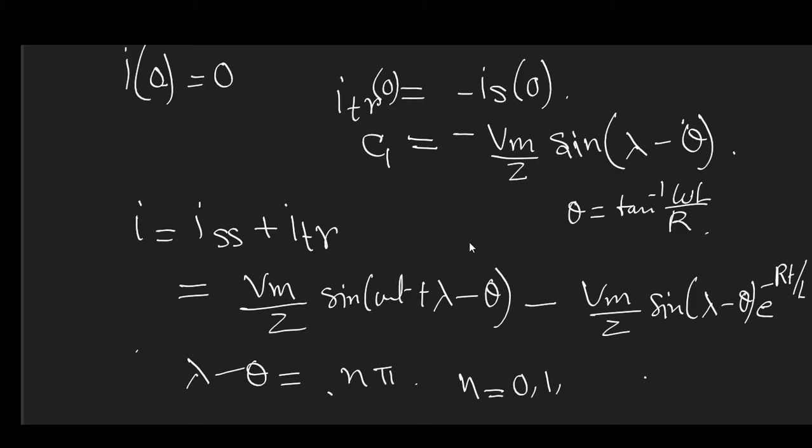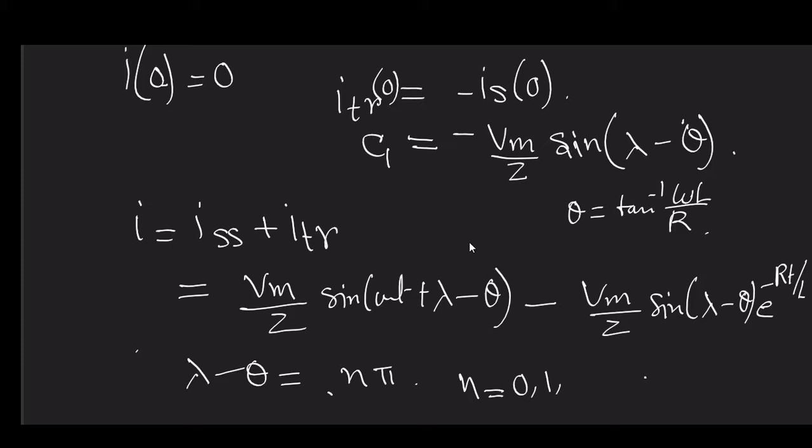Now if the RL branch that we are going to connect is highly inductive, then what will happen? The omega L to R ratio will be quite large, so theta will be very large. Now what is the upper limit of theta? Can it exceed 90 degrees? No. So the upper limit of theta is 90 degrees.